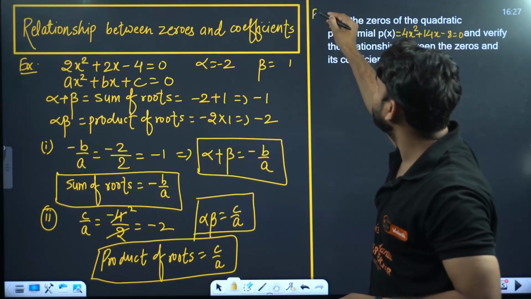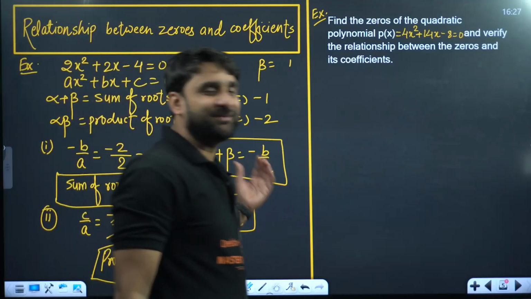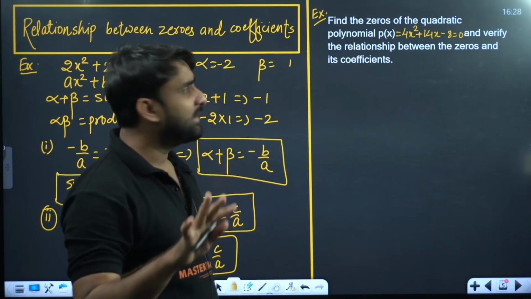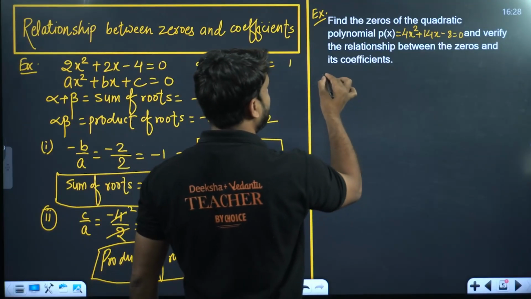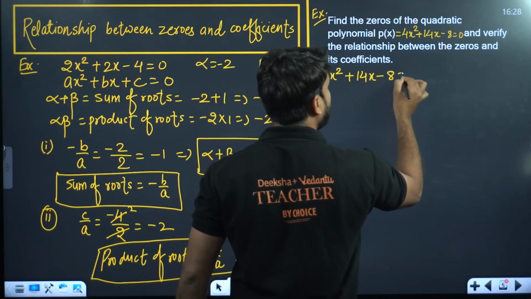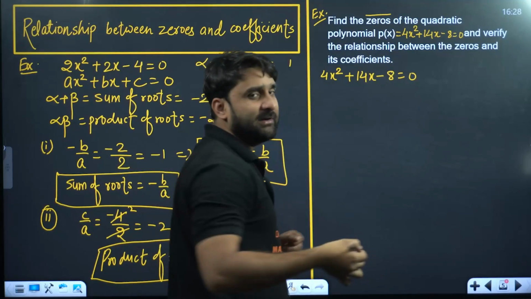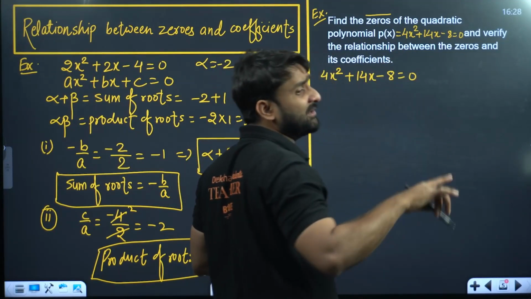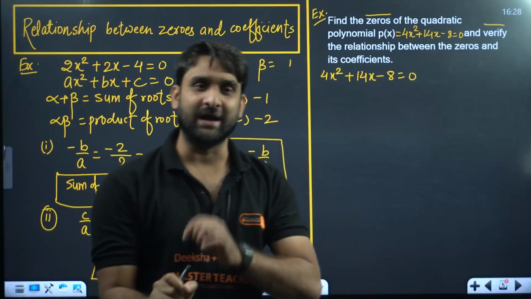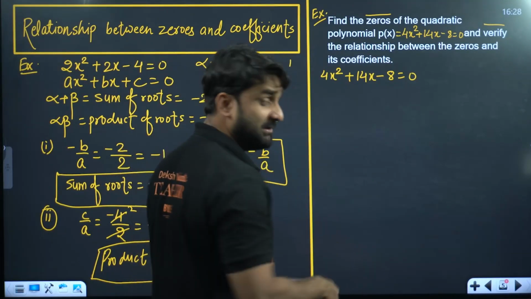So let's do this question as an example. Let's try to decode the concept of this question. The question is: find the zeros of the quadratic polynomial 4x square plus 14x minus 8 equals 0. First of all, we have to find the value of alpha and beta, the zeros, and after getting them, we have to verify the relationship between zeros and the coefficients. We have to verify these two formulas. So let's find out alpha and beta first.